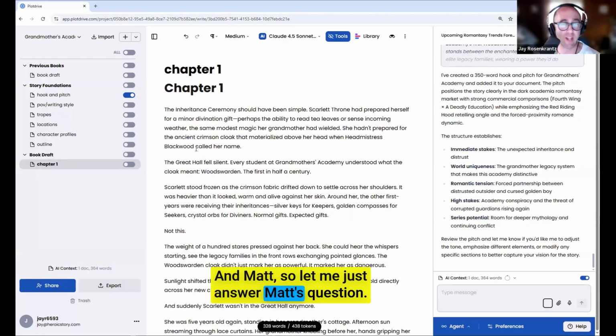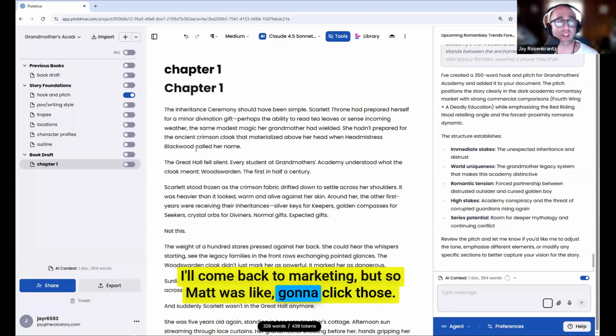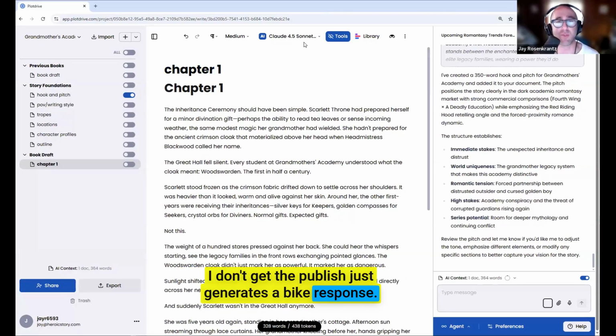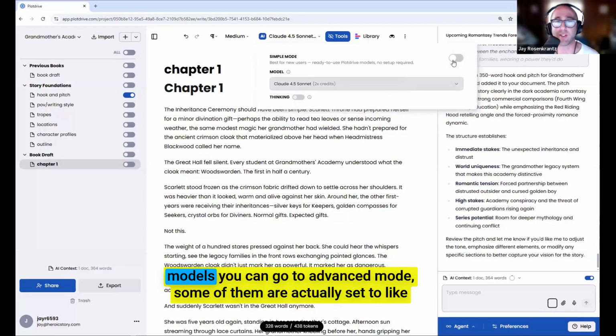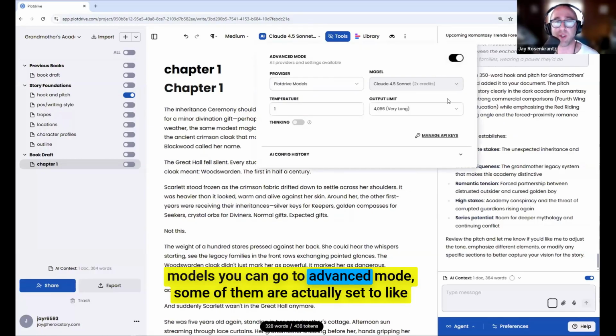Matt, let me just answer Matt's question and I'll come back to marketing. Matt was like, when I click those, I don't get the pop-up, it just generates a blank response. One thing we actually noticed this morning is that with some of the models, you can go to advanced mode.